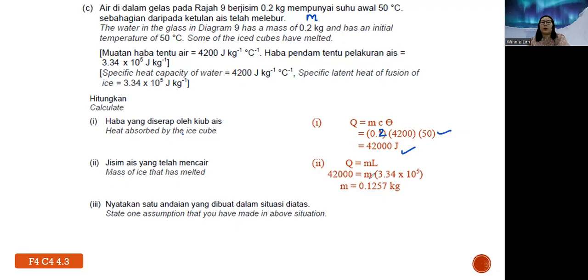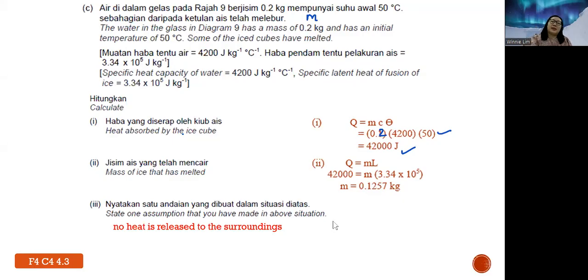So you use the energy being absorbed equals to ml, the latent heat formula, and rearrange: m equals 42,000 divided by 3.34 times 10 to the power of 5. Then you get 0.1257 kilogram. Then normally the assumption we give is that there will be no heat lost to the surrounding. So we finish the calculation part.